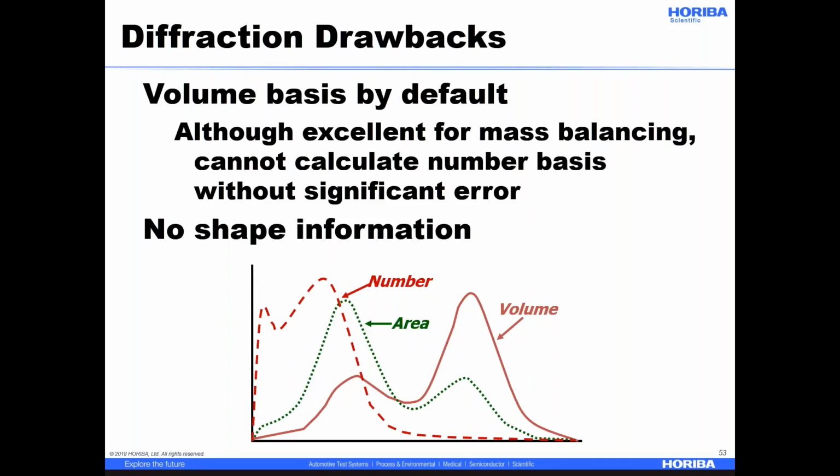There are some issues. The first that I'd like to remind people of is the volume basis by default. It's really good for thinking about things like mass balances and for saying, where is the bulk of my material? It does not do so well when you need number-based distributions. So you're going to find significant, noticeable errors if you try to re-express laser diffraction data into number-based distributions. The second drawback that people mention is that there's no shape information, and that's true. Knowing that going in is certainly more useful than being surprised by it later on. If you do want shape information, you start looking at image analysis techniques.